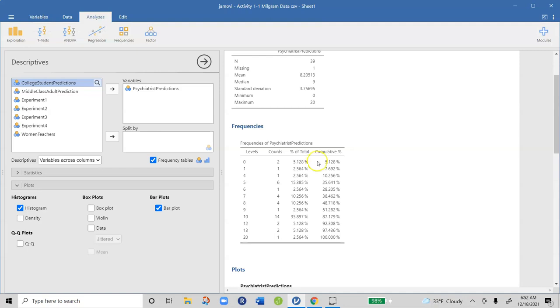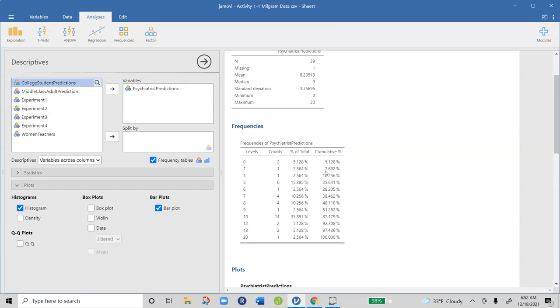There's also a cumulative percentage column. And what this column does is it takes each level percentage and adds the next one to it. So for this very first one, we have 5.128% at level 0. At level 1, there was one person, which was 2.564%. And if you add the 2.564% to 5.128, you get 7.692, right? So it's a cumulative percentage.